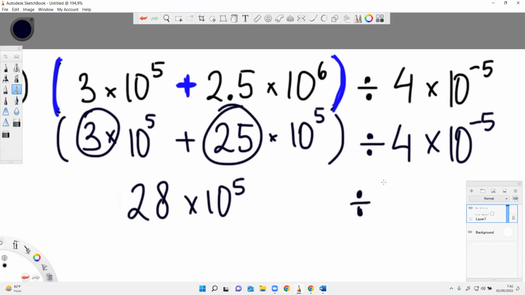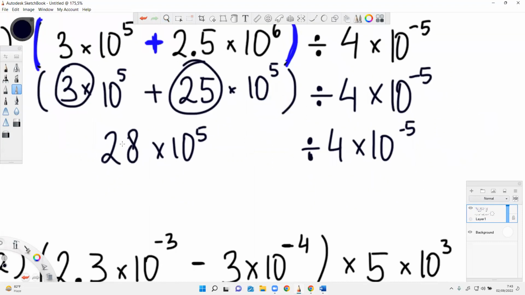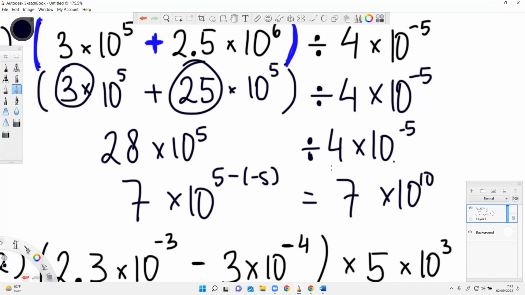You divide by 4 times 10 power -5, right? And then 28 divided by 4. So you don't have to change this into 2.8, no problem, because we are not done yet. 28 divided by 4 is 7, and 10 power 5 minus -5, that's 10. So 7 times 10 power 10. Easy, right? Okay, one more.